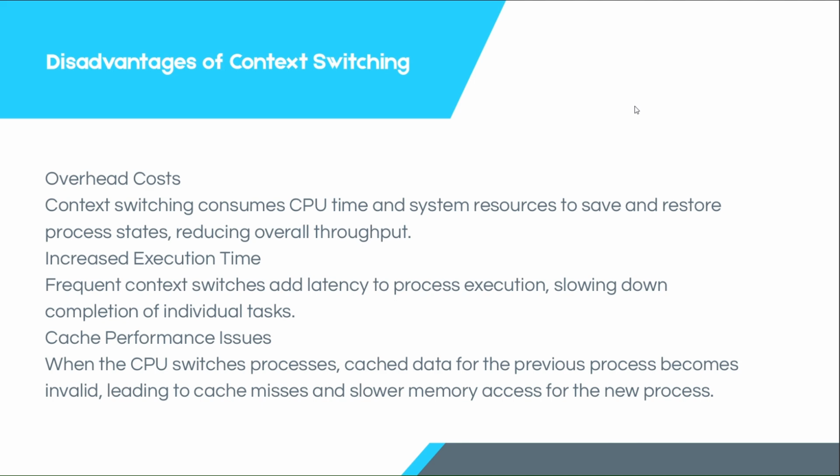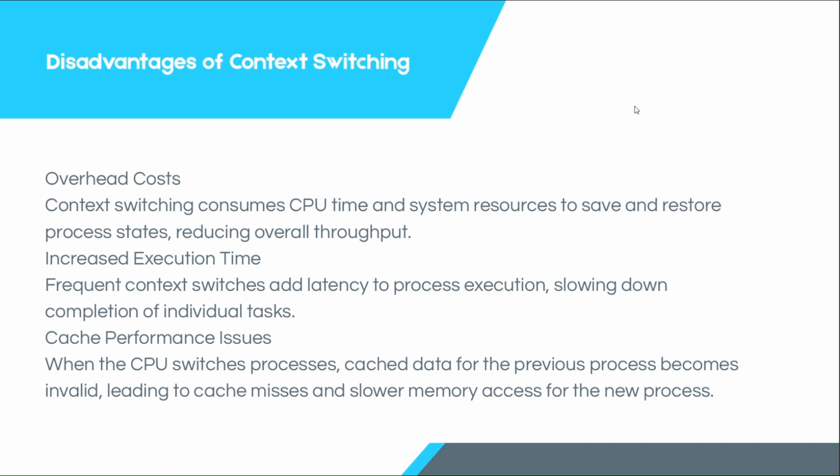Although context switching provides many advantages, it also has some limitations. The first disadvantage is context switching overhead. Whenever the system switches from one process to another, it has to save the current process context and restore the next process context. During this time, the CPU is not performing any useful computation. Instead, it is busy performing administrative work. This extra work is called context switching overhead. If context switching happens too frequently, the overhead increases and system performance may decrease.